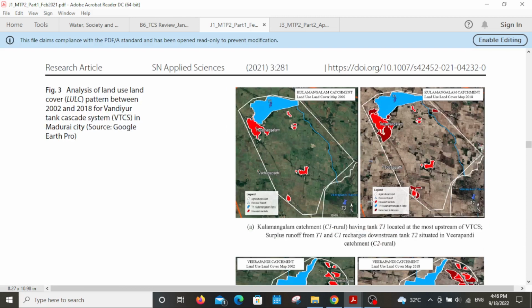And as for the other objective, the secondary objective remained developing land use maps, and here we have developed the maps. So this is the first tank, T1, which is located in the Kulmangalam catchment. This is the image of 2002, and this is the image of 2018. So we can see here how the land use pattern has changed between these two study periods. More build-ups have come up.